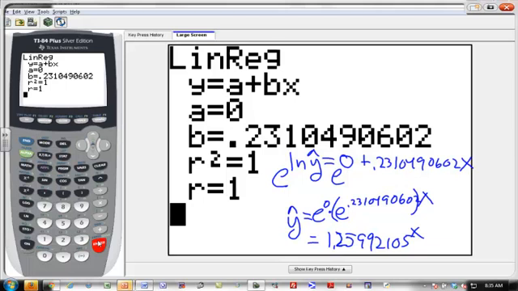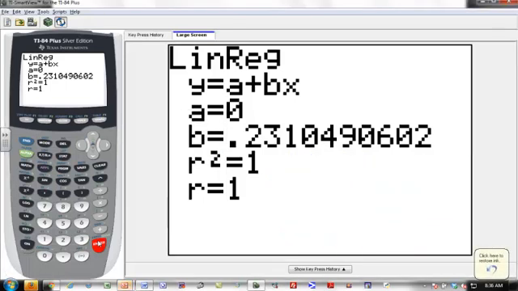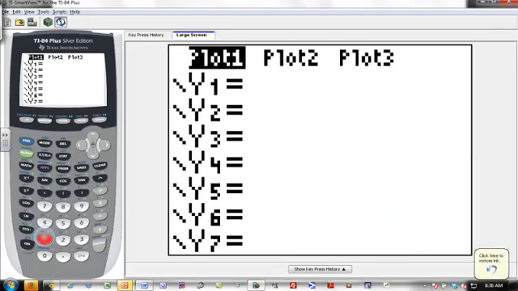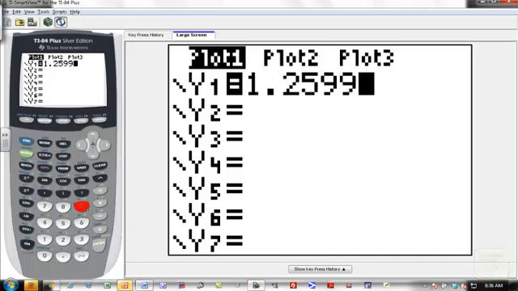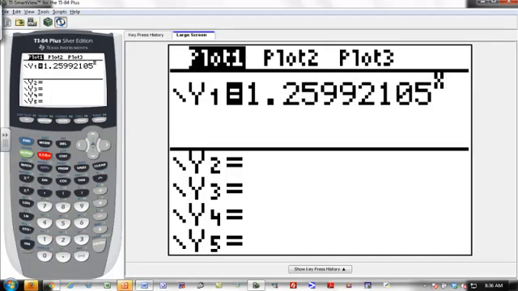Now, if this really is the model, what should be able to happen? I should be able to take this equation, map it against our untransformed data, and I should see a good fit. Let's try this out. Close the ink layer. Let me put that equation in. 1.2599. Lost it already. 2105 to the power of x. All right, there's my graph.